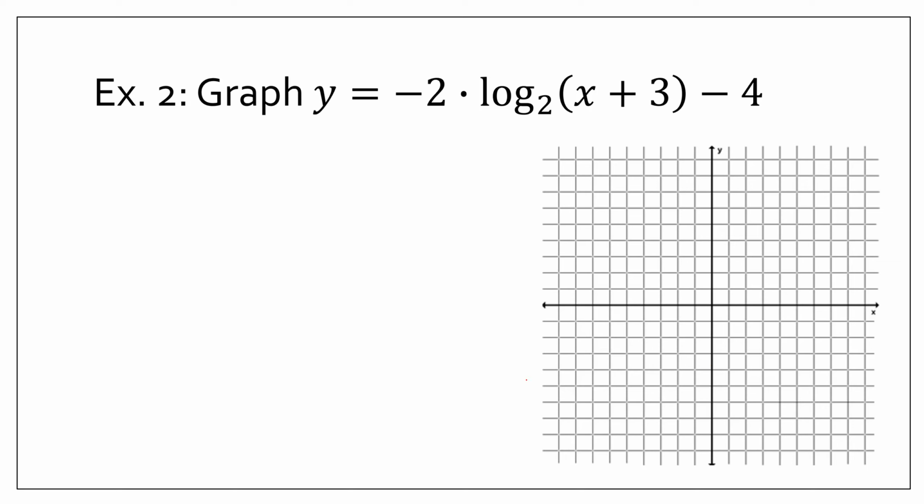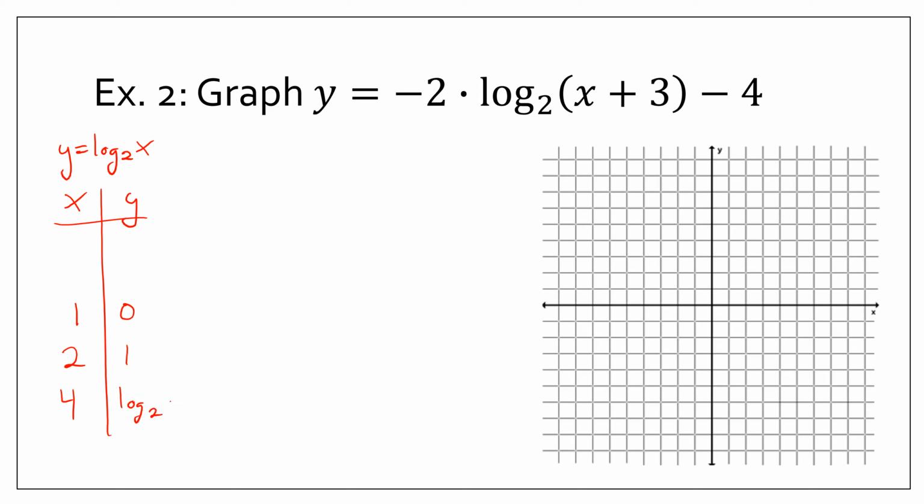Okay, let's just do one more example. We'll transform some things. First of all, we need the parent function table. So let's do the parent function y equals log base 2 of x. So this is our parent function. And what are some nice x's? 1 is nice. Log base 2 of 1 is 0. 2 is nice. Log base 2 of 2 is 1. 4 is nice. Log base 2 of 4.